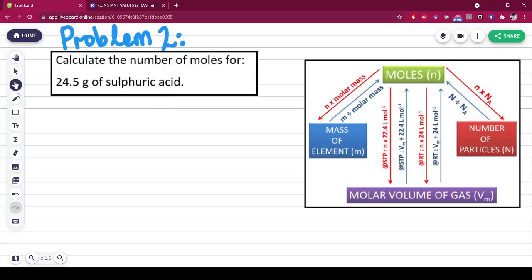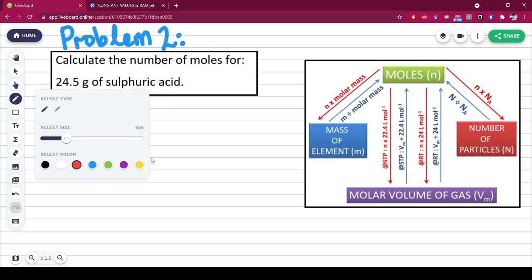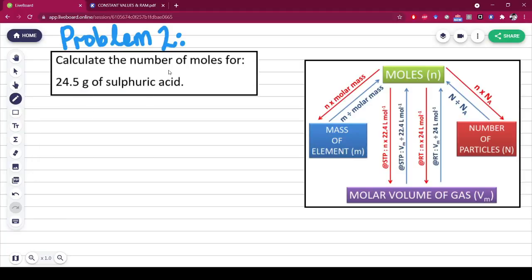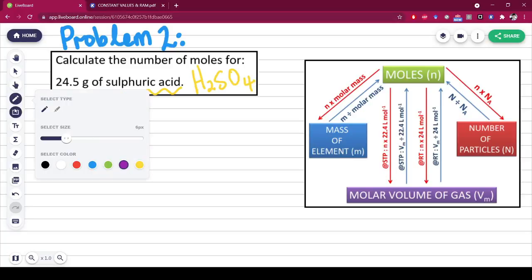Okay, so sulfuric acid, I think we should be able to work this out. We have seen this before in your secondary school. So for sulfuric acid, this is H2SO4. So in one sulfuric acid molecule, you have 2 hydrogen, 1 sulfur, and 4 oxygen atoms. So before you want to do anything, we need to find out what is the molar mass of sulfuric acid. So let's try to work out the molar mass first.